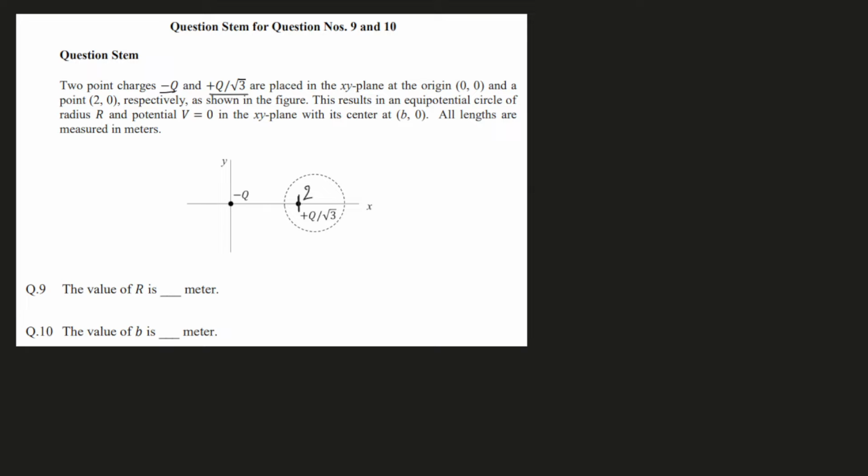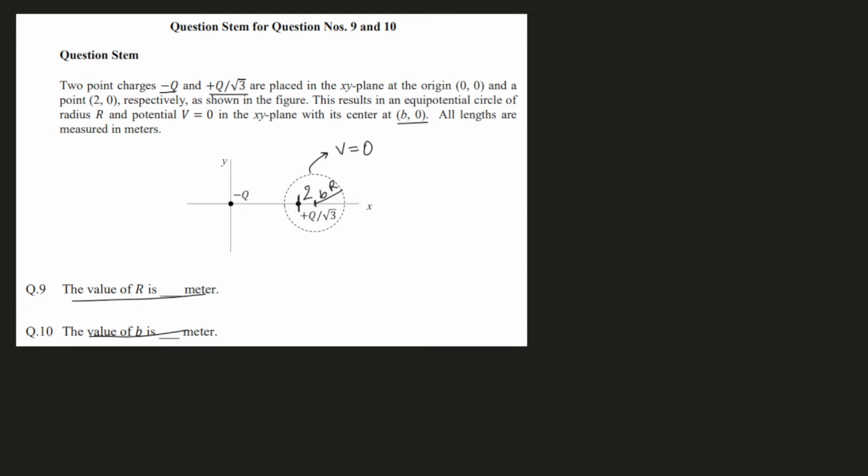This results in an equipotential circle of radius r and potential V equal to 0 in the xy plane with its center at (b, 0). So the circle has a center at (b, 0), and its radius is r. The potential on all the points in this circle is equal to 0. All the lengths are measured in meters. So what is the value of r and the value of b? Let's try this question.